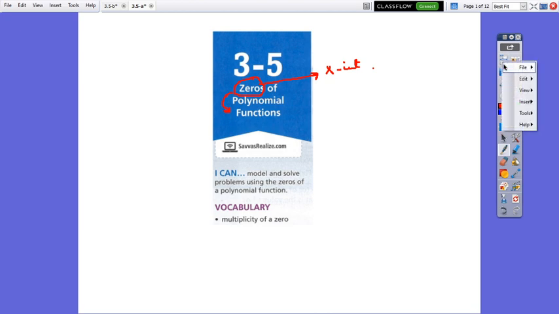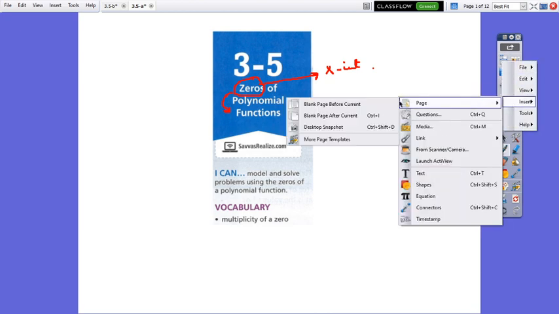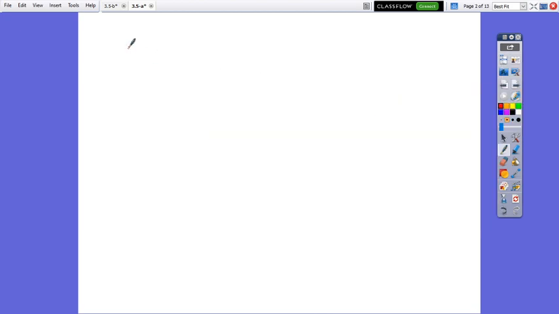So let's first try to remember what the standard form of the polynomial function is. f(x) = a_n x^n + a_(n-1) x^(n-1) + so on, plus a_2 x^2 + a_1 x + a_0.